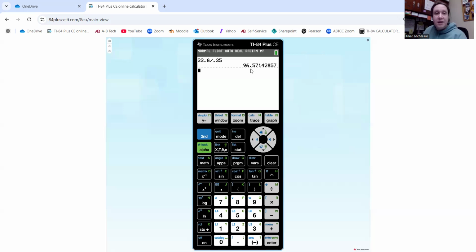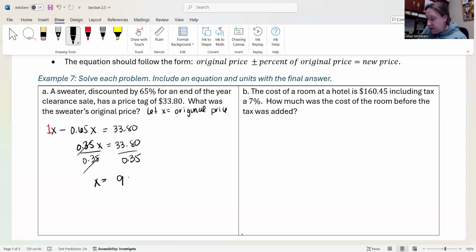So we're going to say that this is approximately $96.57. You know, there was a teeny tiny bit of wiggle room, but that's what it's ultimately going to be. So the sweater was originally $96.57. Now it's $33.80. Okay, so this is the original price of the sweater. And there we have it.